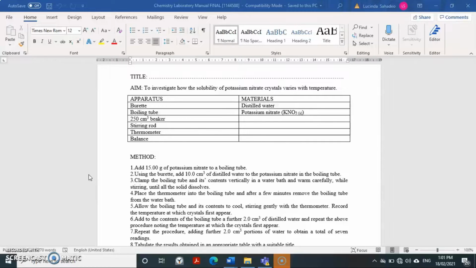So our solute, of course, is the substance we want to dissolve. Our solvent is the substance we are dissolving the solute into, right? And when a solute dissolves in a solvent, we form a solution.